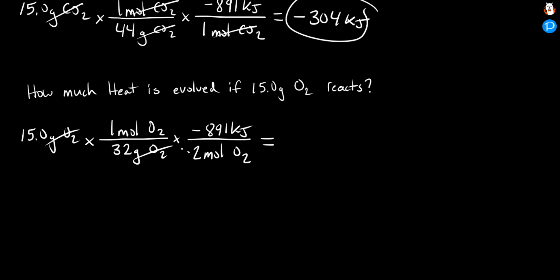And when we do the math on this, let's see, 15 divided by 32 times negative 891 divided by 2, and I get negative 209 kilojoules.